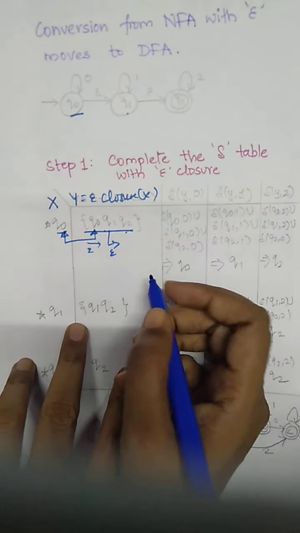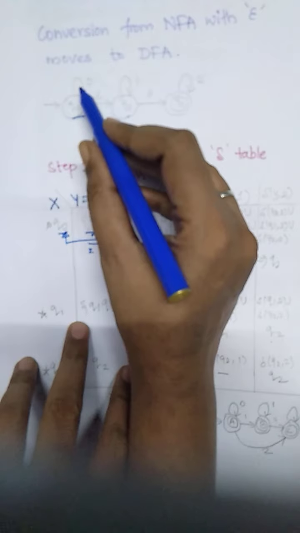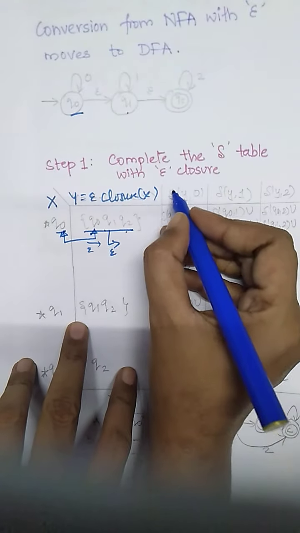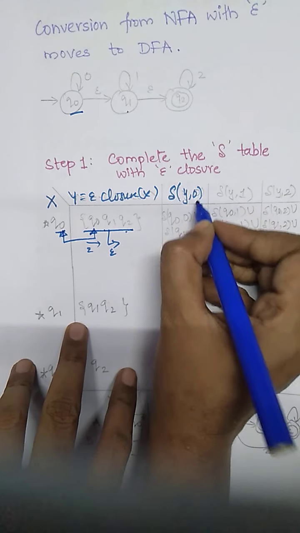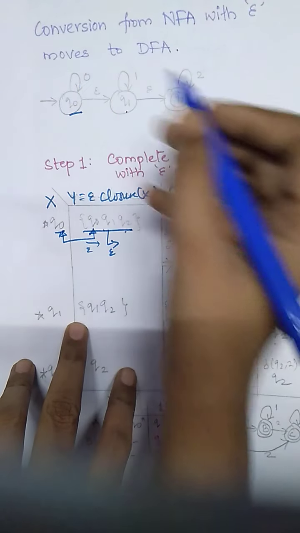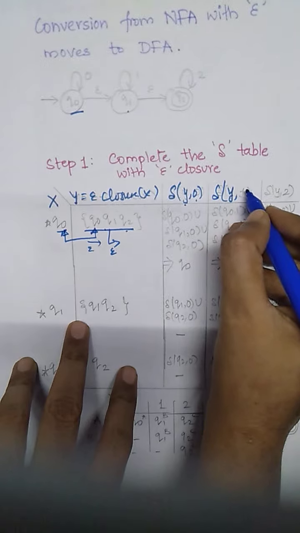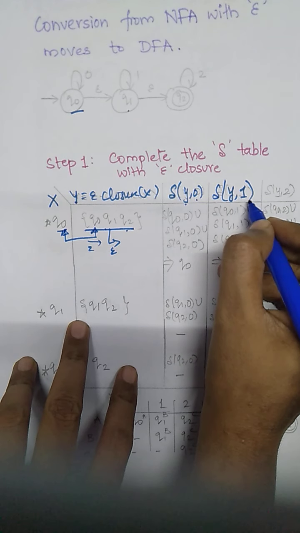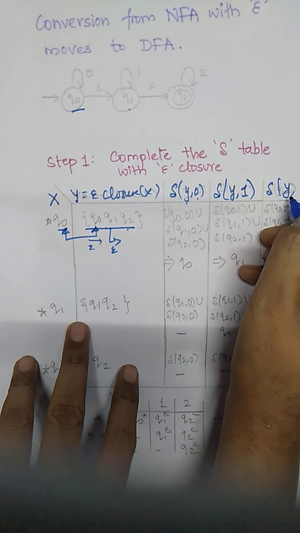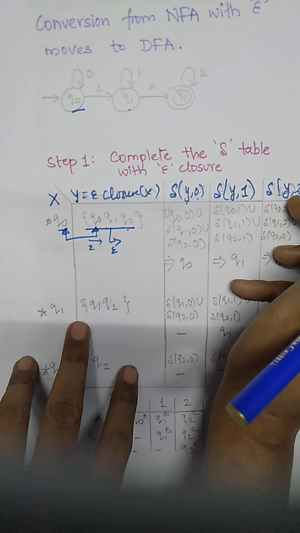Now what will be the next step? We have to find out the symbols. The input symbols are 0, 1 and 2. So what we have to find is the transition of whatever we found, that is the epsilon closure of x, call it y, with the first input symbol 0. Then the transition of y with the next input symbol, 1. Then the transition of y with the next input symbol, 2.